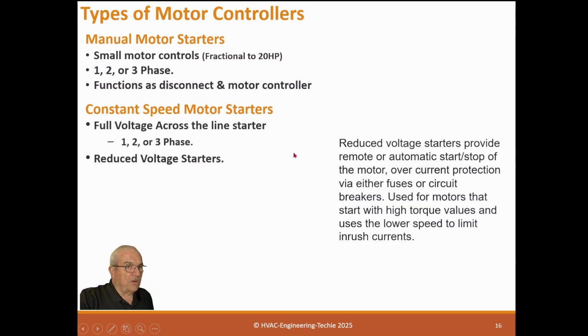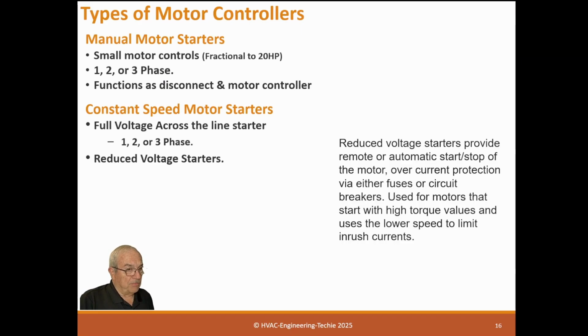Reduced voltage starters. Reduced voltage starters provide a remote or automatic start-stop of the motor. Overcurrent protection via either fuses or circuit breakers, used for motors that start with high torque values and use the lower speed to limit inrush currents. So if you have a big motor, and a lot of times the facilities don't like this, a 100 horsepower motor, you would not start across the line because it will have such a high inrush, it'll probably dim all the lights. It'll give us a low voltage in the building.